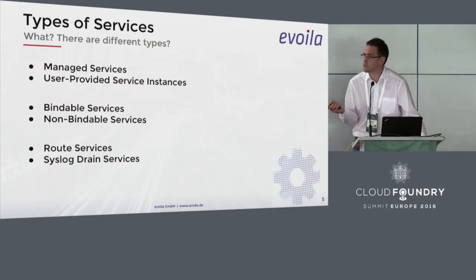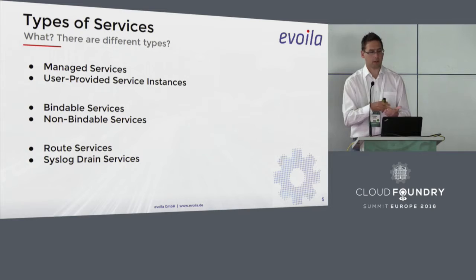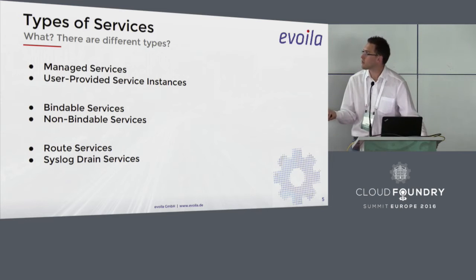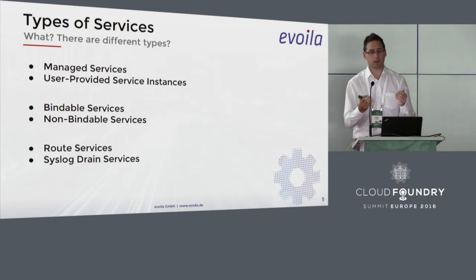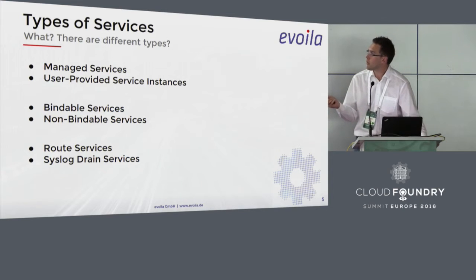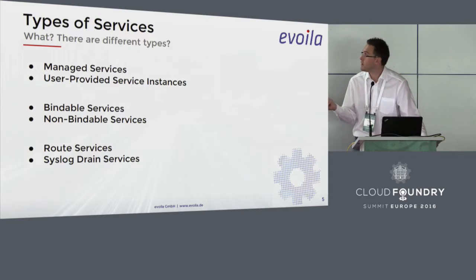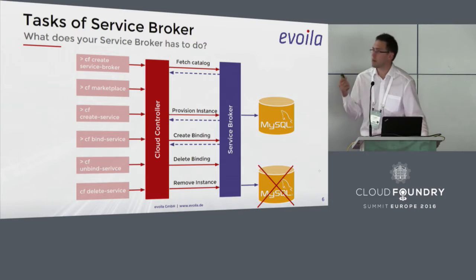You have route services, which are intercepting the messages sent to your apps and get them back, and the syslog drain services, which can collect the syslog of your applications. For the route services, there's another talk in this conference I've seen in the program, so we don't cover it here. So let's look a little bit deeper.